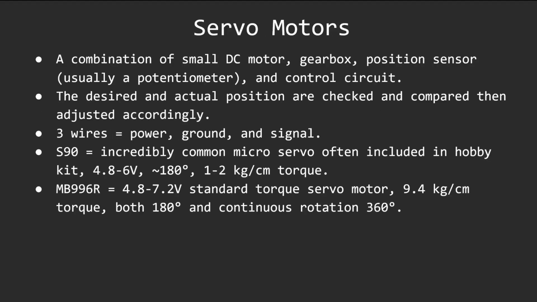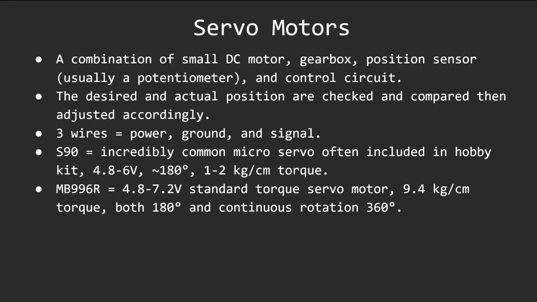And then we've got servo motors. These are actually a combination of a couple of things. Small DC motor, you got a gearbox, you got a position sensor. Usually this is a potentiometer and some kind of control circuit. The desired and the actual position are constantly checked and compared, and then it adjusts accordingly. It's got three wires: power, ground, and a signal wire.